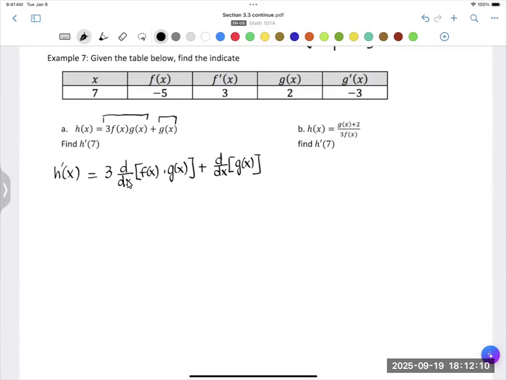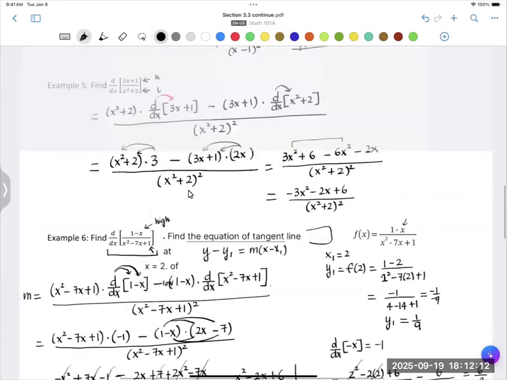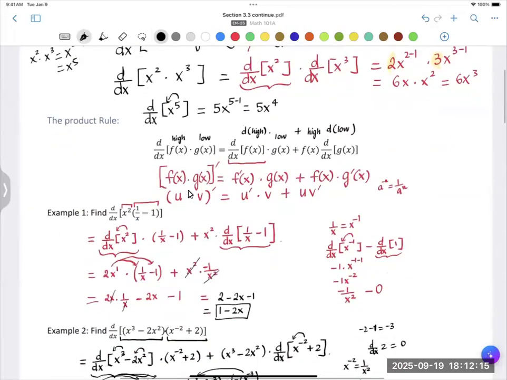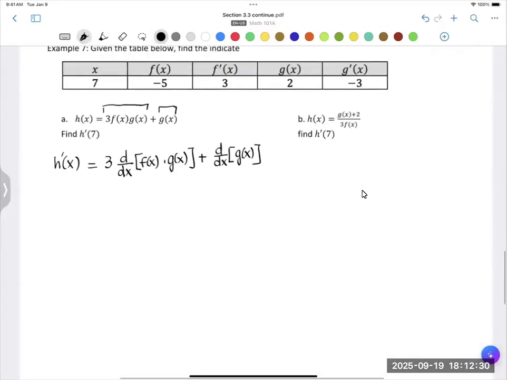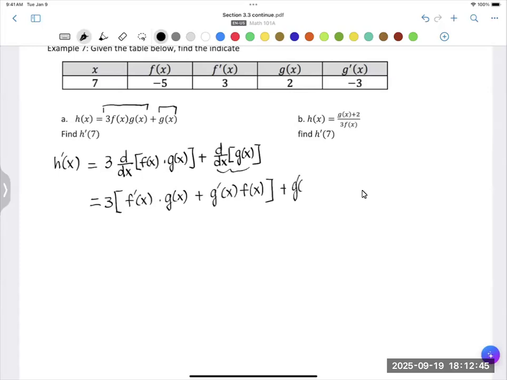And recall, what is the product rule? The product rule is equal to the derivative of low d high plus high d low, okay? Or simply just f prime g plus g prime f, right? f prime g plus g prime f. So we have 3 times f prime g plus g prime f from the product rule. And then the derivative of g of x is just g prime of x.